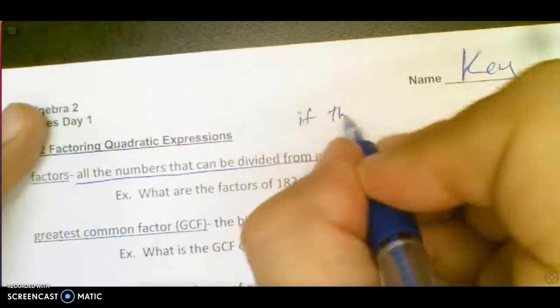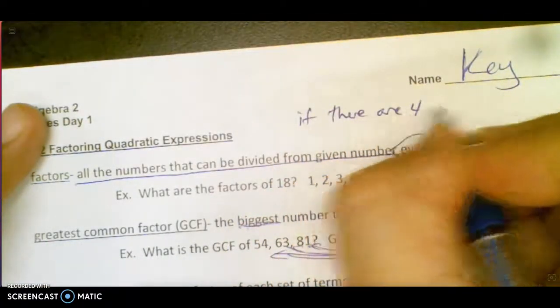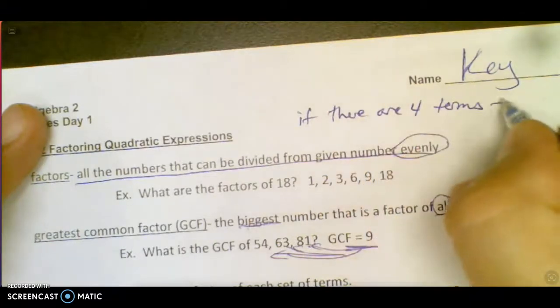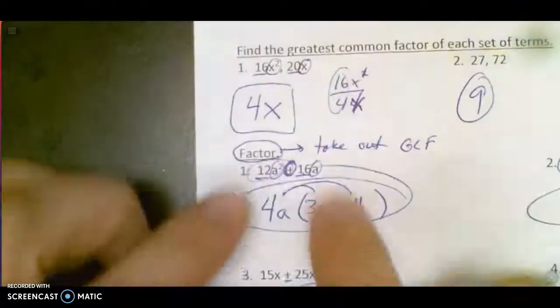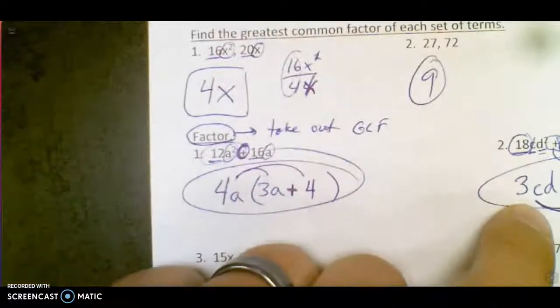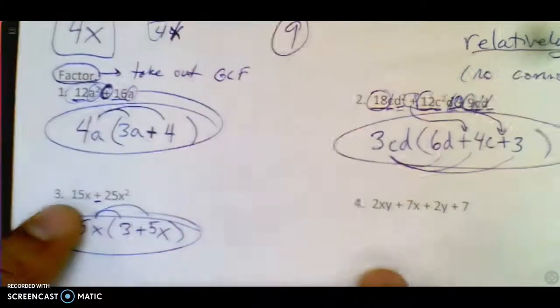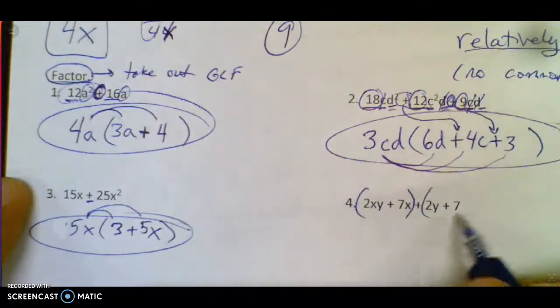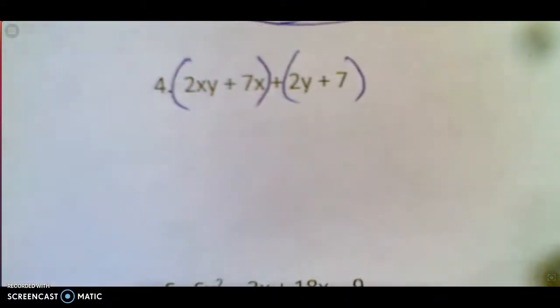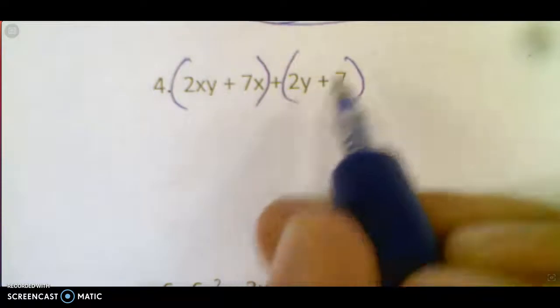If there are 4 terms, try factor by grouping. If there are 4 terms, like here there were 2 terms, here there were 3 terms, here there are 2 terms, here there's 4. As soon as you get to 4, try grouping the first 2 together and grouping the last 2 together. Now I started you off with an easy one because when you have a plus sign between, you can actually just use your symbols.